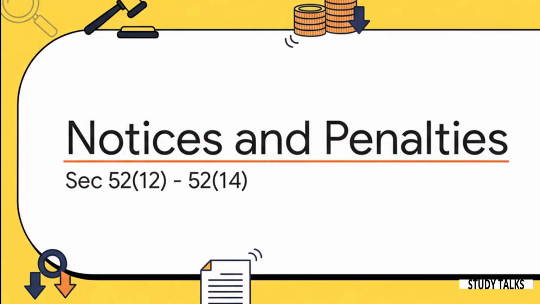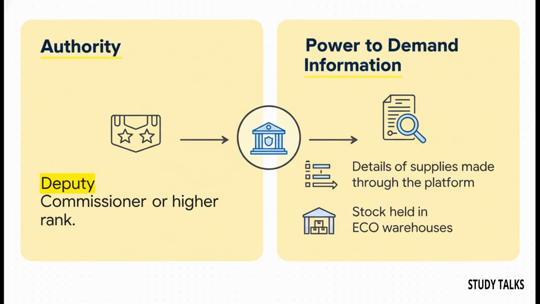Right, last part. What happens if things go wrong? Let's take a quick look at the powers the tax authorities have and the penalties for not following the rules. This is all covered in sections 52, subsections 12 to 14. So who has the authority to start asking questions? Well, the law gives this power to a tax officer, but it can't be just anyone. It has to be at least a deputy commissioner. This officer can issue a notice to an ECO demanding all the details about supplies made through their platform, or even asking for information about the stock of goods that suppliers are keeping in warehouses managed by the ECO.